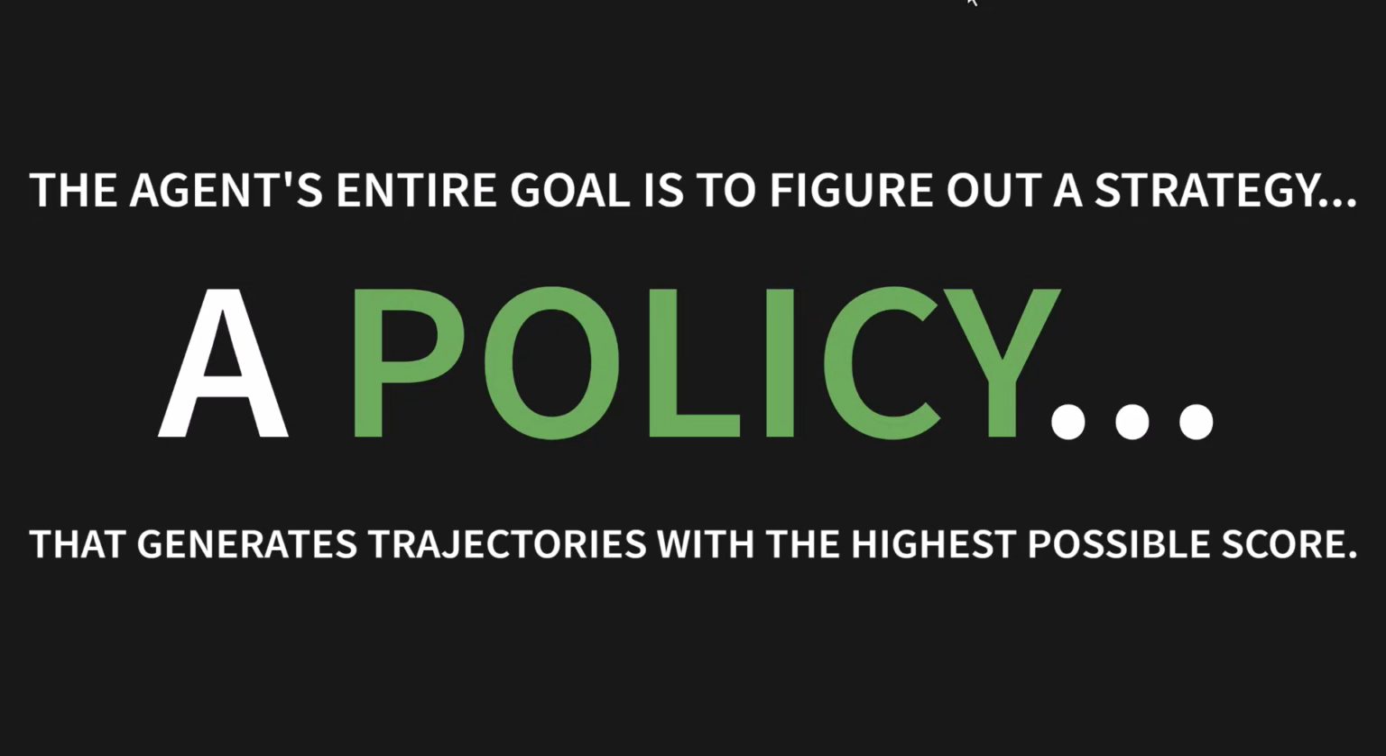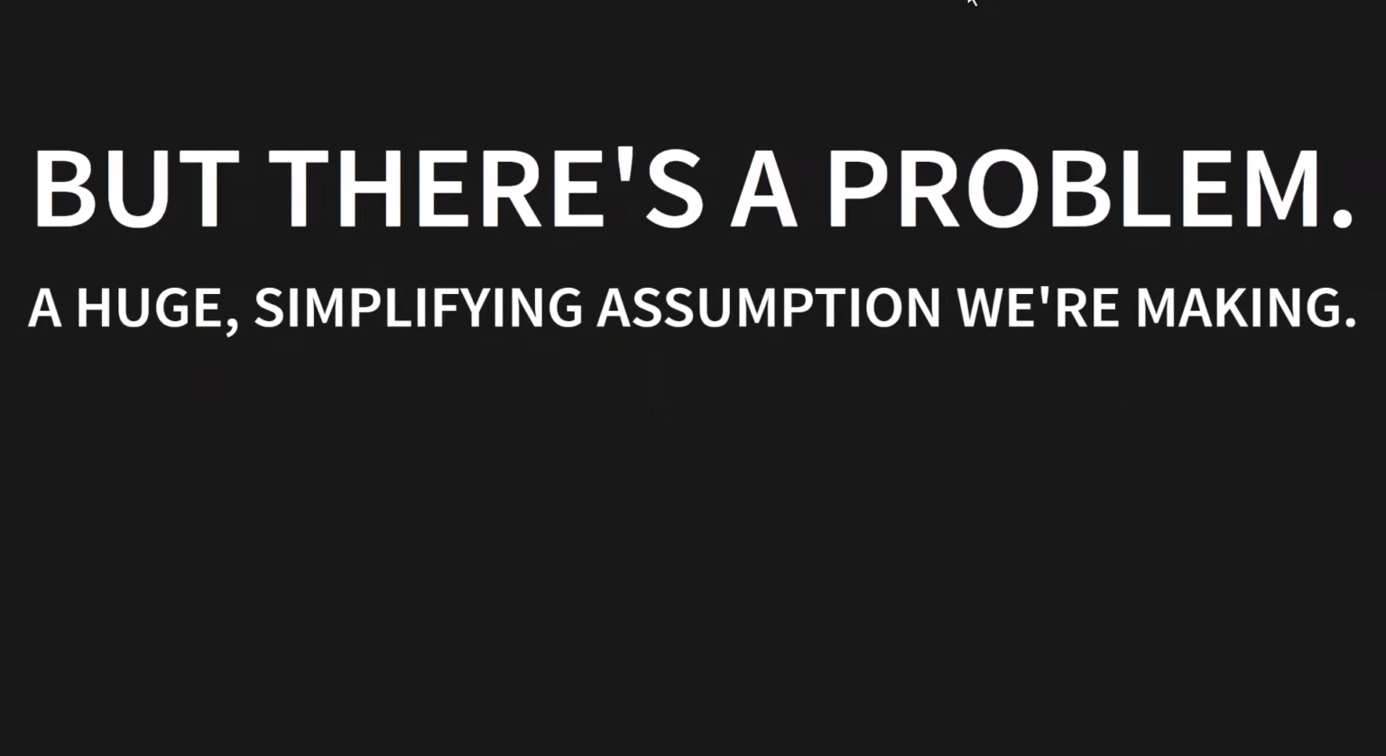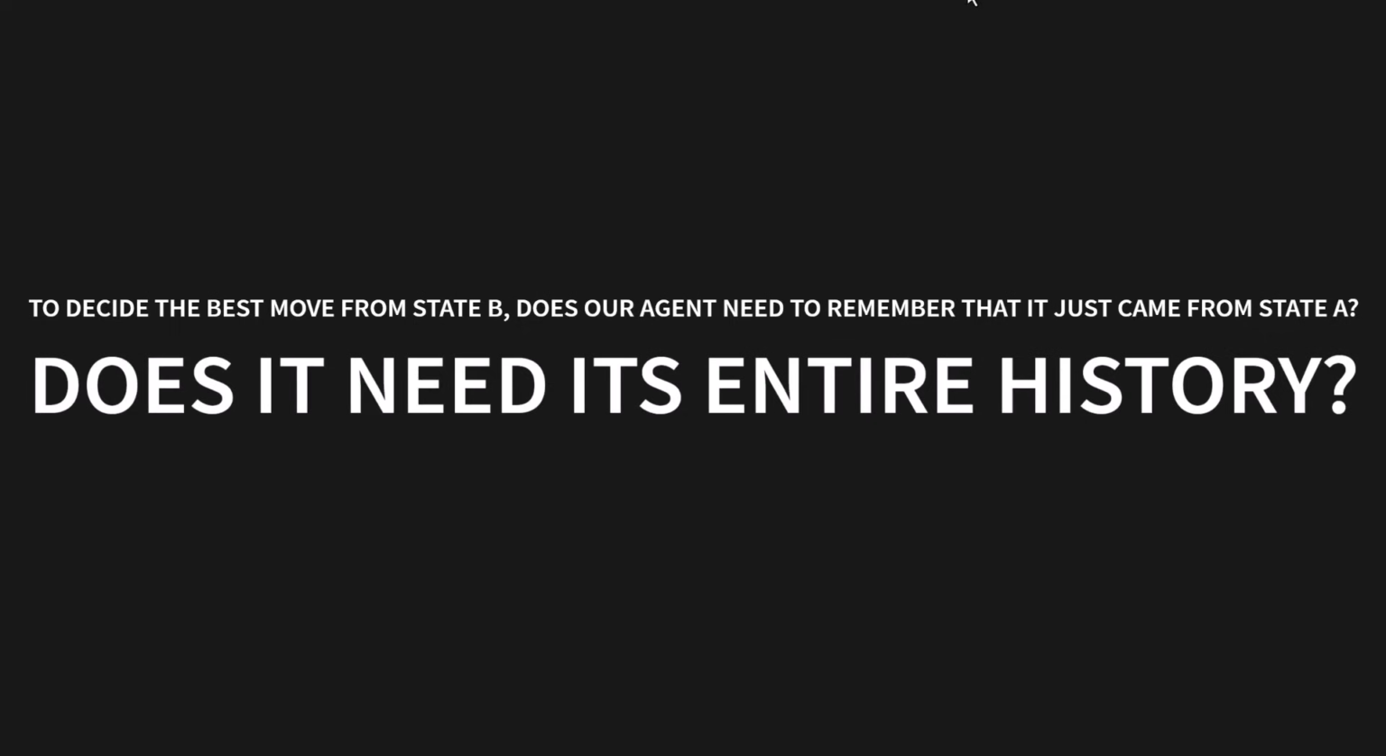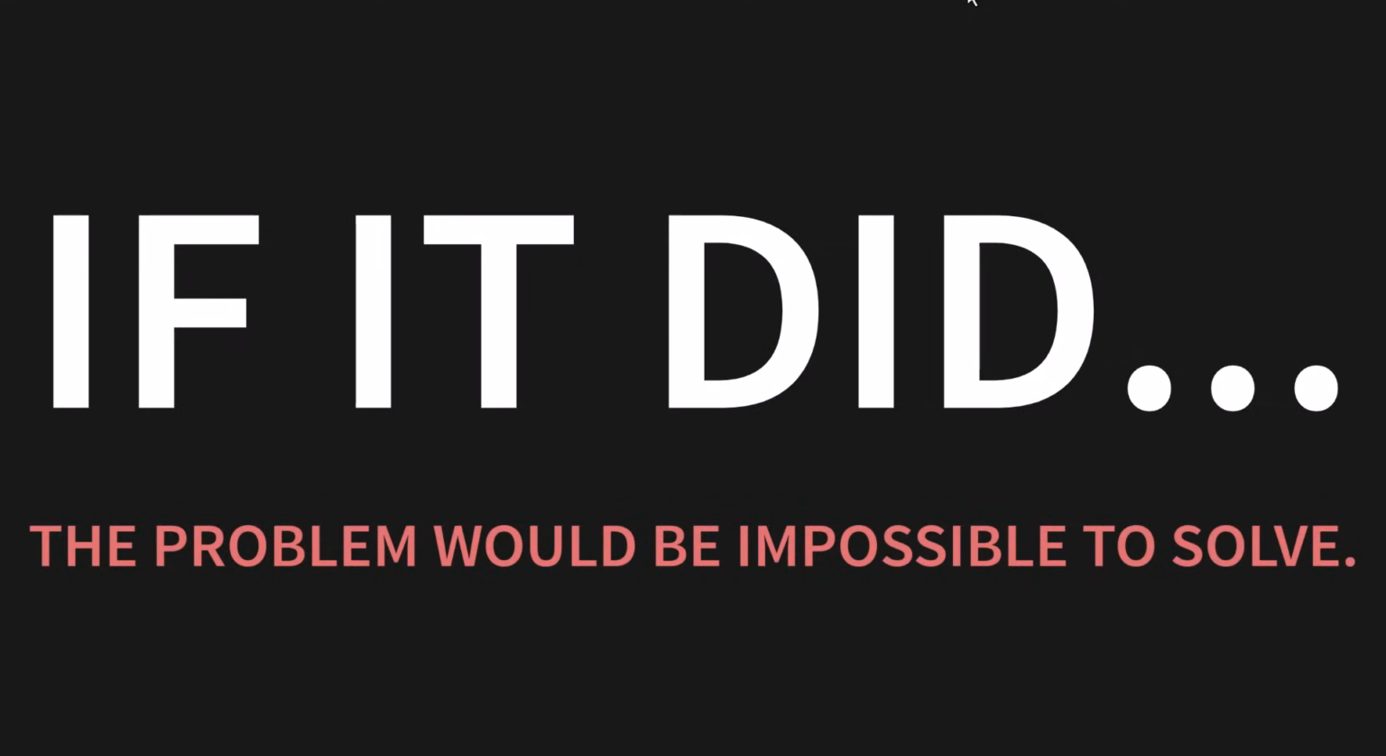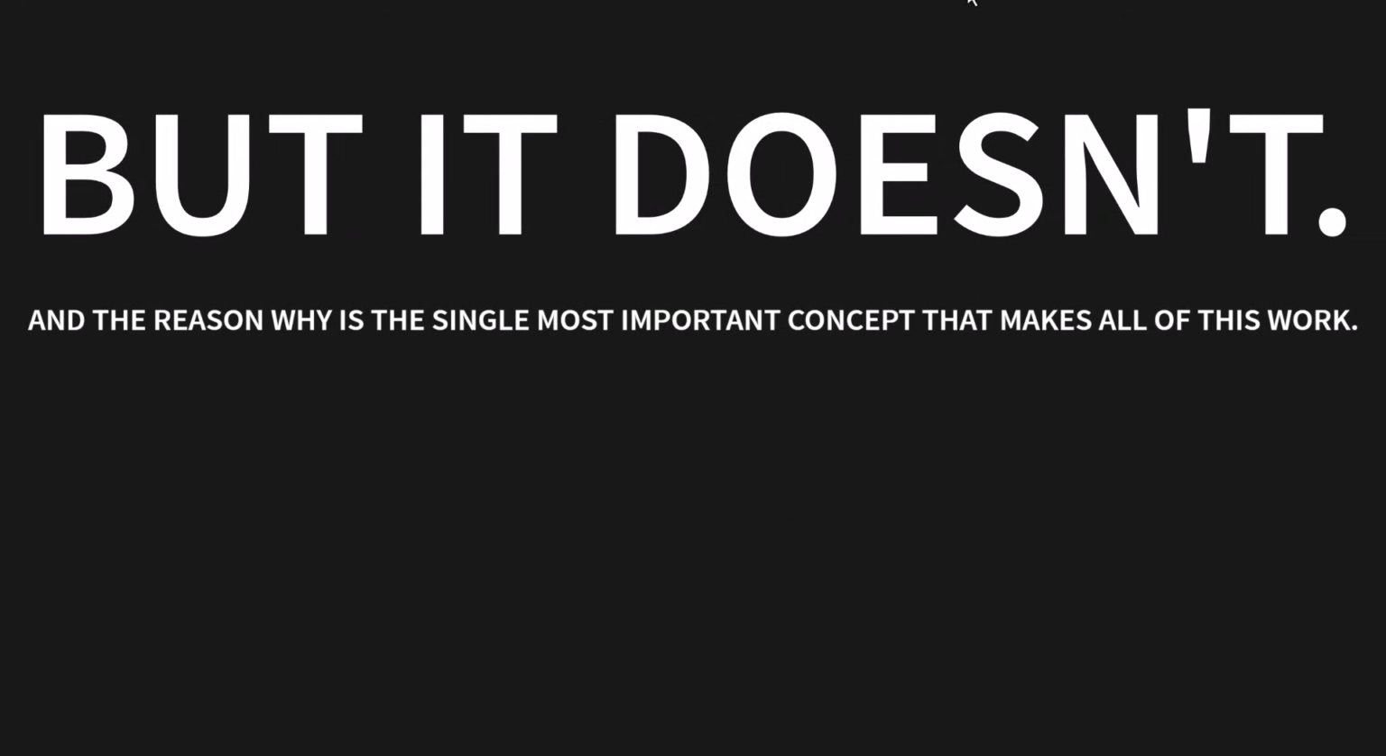But there's a problem. A huge, simplifying assumption we're making here. A cheat code. To decide the best move from state B, does our agent need to remember that it just came from state A? Does it need to remember its entire history, every single move it's ever made, just to make its next decision? If it did, the problem would be completely impossible to solve. But it doesn't. And the reason why is the single most important concept that makes all of this work. It's a hack. It's the memoryless hack that makes AI possible. And that is what we're breaking down next.